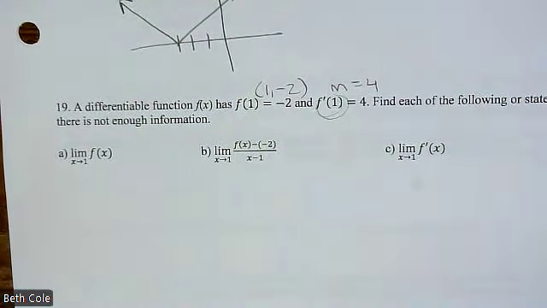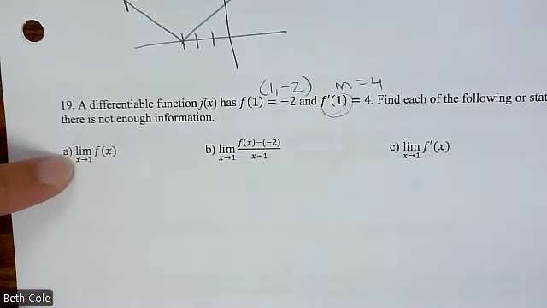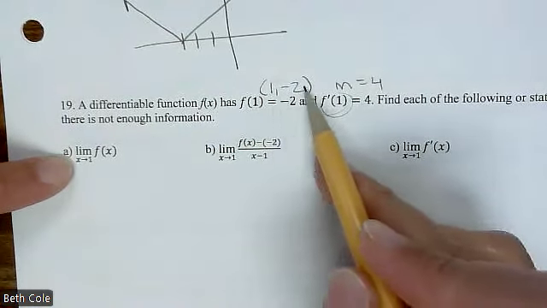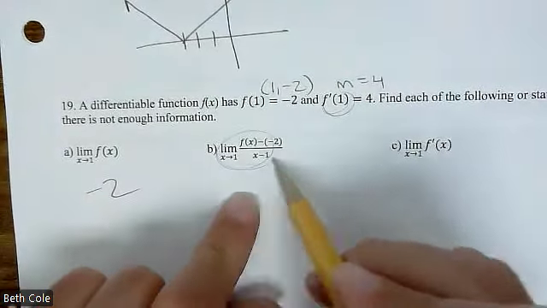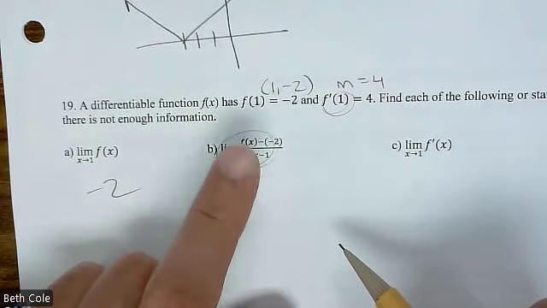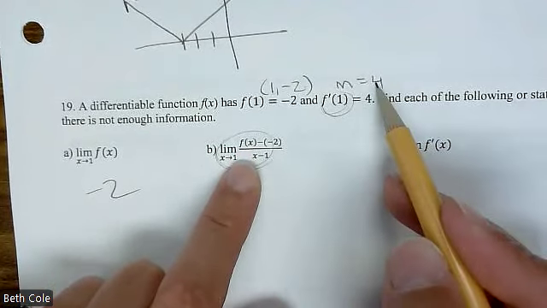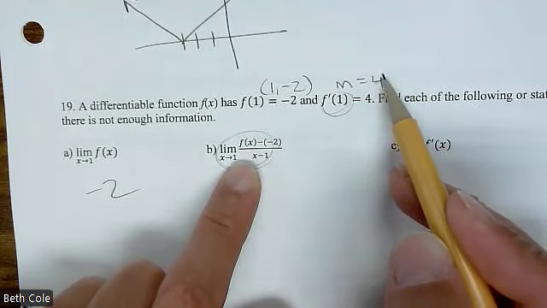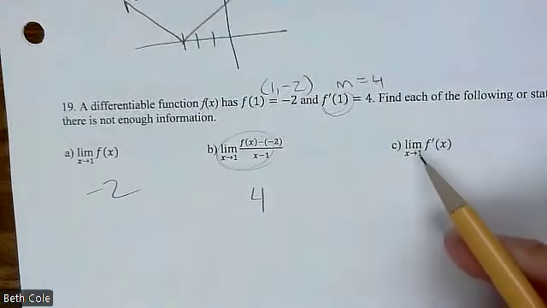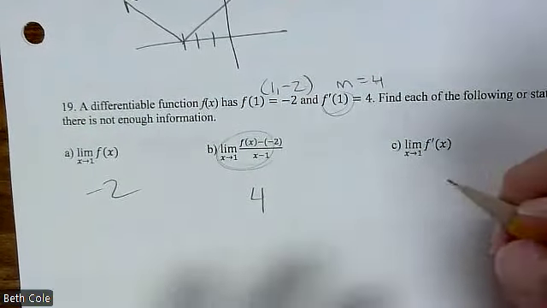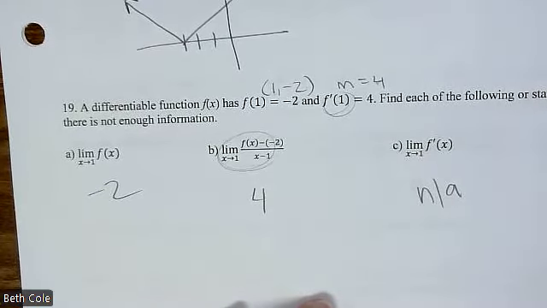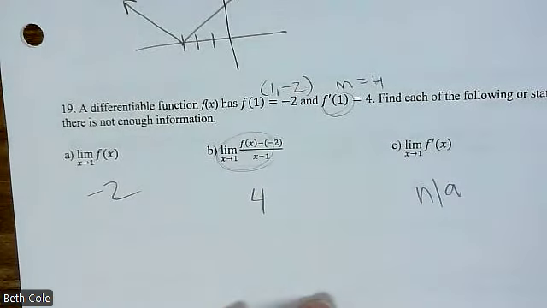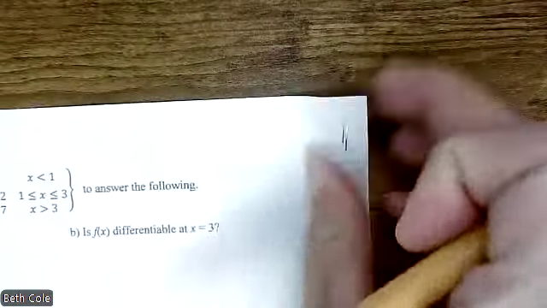Find each of the following or state that there's not enough information. Limit as x goes to 1. Well, what is our point at 1? What does this mean? Derivative, which is 4. Good job. Have we ever done a limit of a derivative? No. So if I haven't taught it to you yet, it's not the answer. Or you could say not enough information. Cool. We're gonna have enough time to play a game.